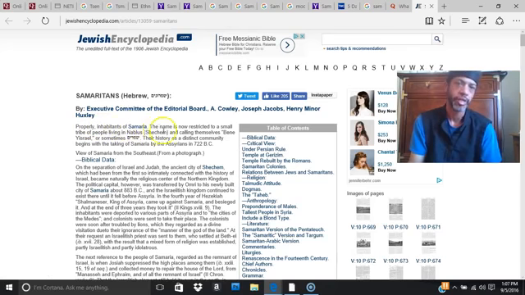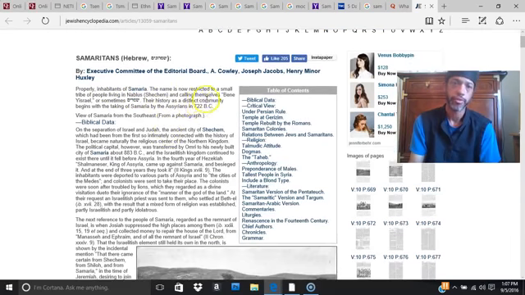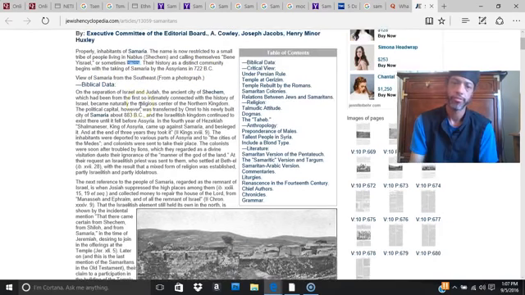Properly, inhabitants of Samaria, the name is now restricted to a small tribe of people living in Nablus, which they claim is Shechem, calling themselves Ben Israel. Okay, so if these people are Israelites, why are they saying that the name Samaritans, which is a Canaanite name, why are they saying that these people are the only people that call themselves that? Or sometimes written in Hebrew, that's what they call it. Their history as a distinct community begins with the taking of Samaria by the Assyrians in 722 BCE.